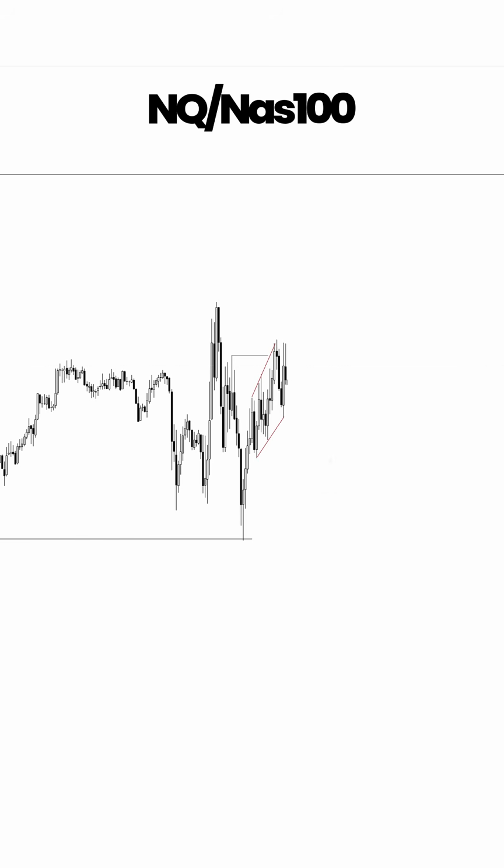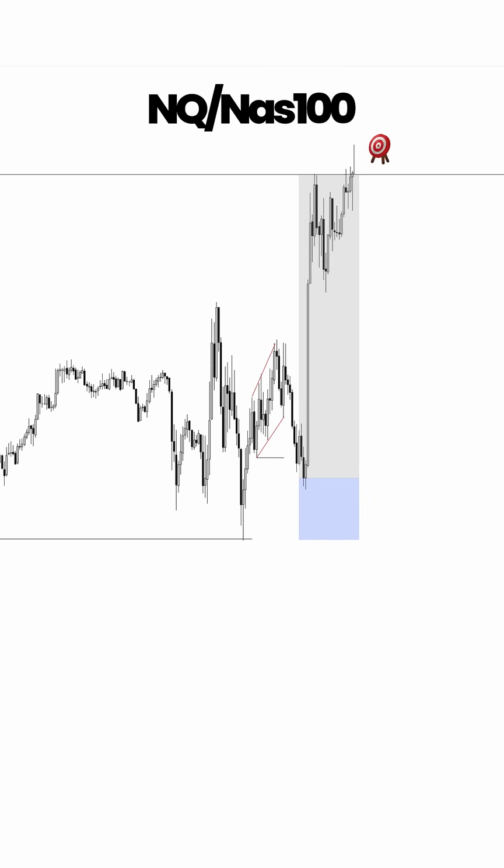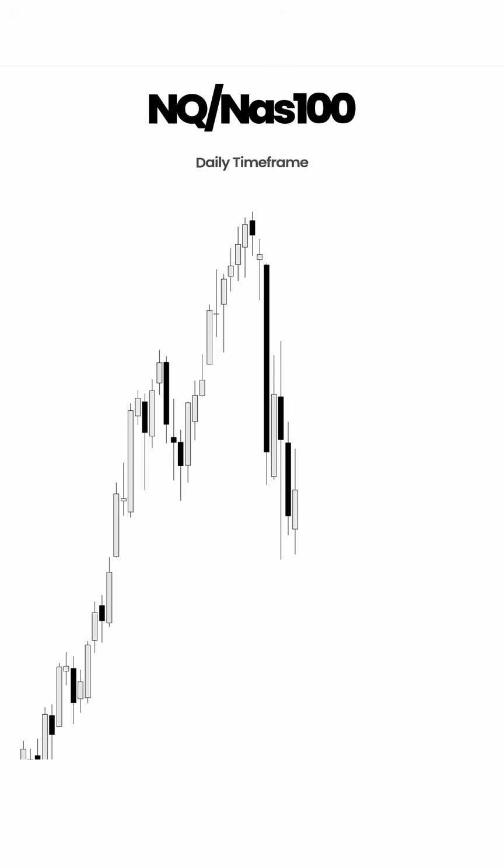Buyers induced, trapped, entry, then straight to target. Jumping onto the daily time frame on NQ, what we can see here is a break of structure to the downside, which induces sellers. Understanding that sellers have been induced means that their liquidity will be above highs.